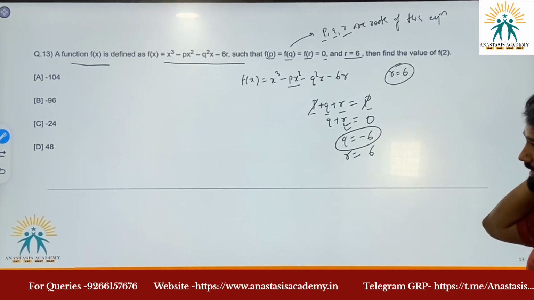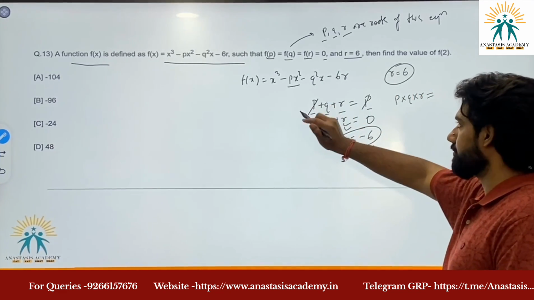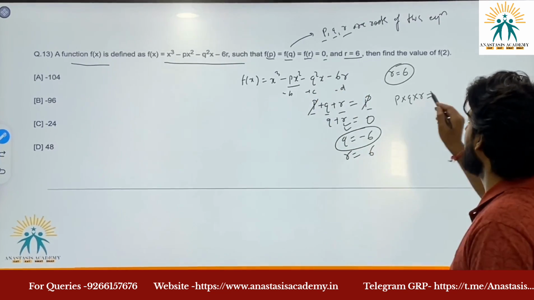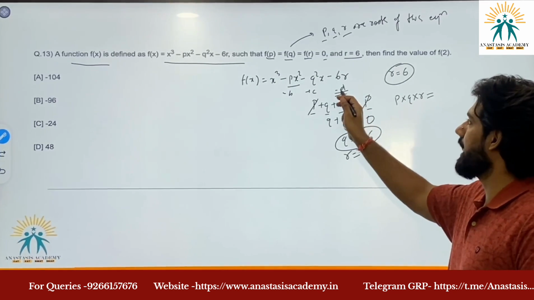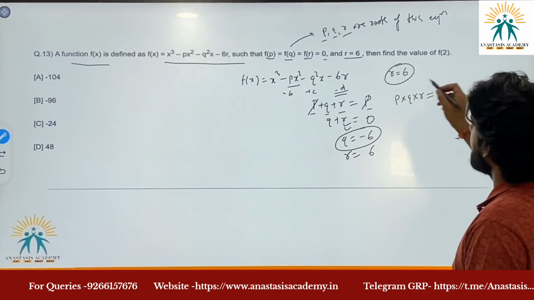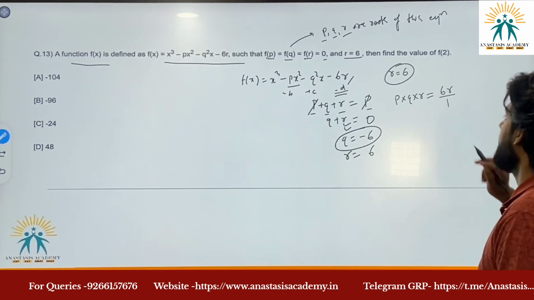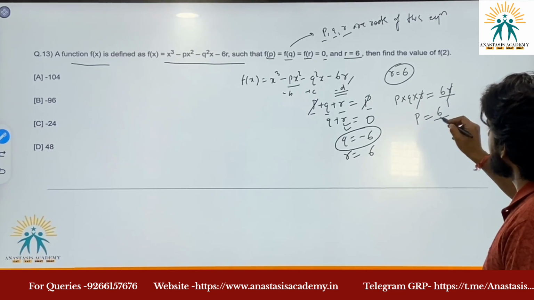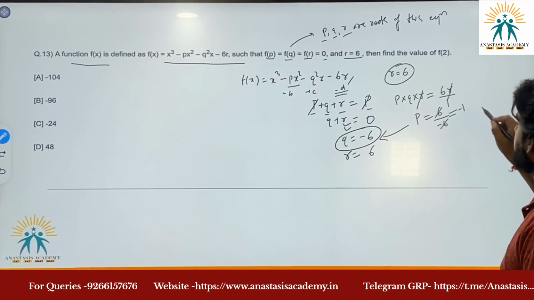The next relation I know is the product of the roots, p times q times r. The generalized result for the product of roots is minus the constant term divided by the coefficient of x³. So it is minus 6r, so minus of minus 6r is 6r, divided by a, which is 1. It is giving me 6r. So r and r get cancelled, and p becomes how much? 6 upon q, and q is minus 6. So p becomes minus 1.